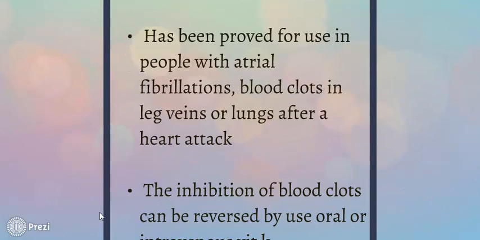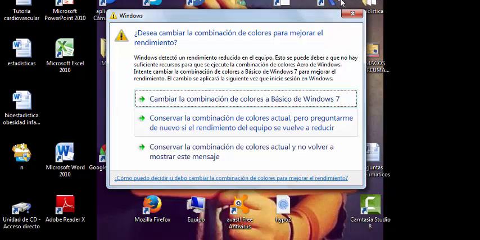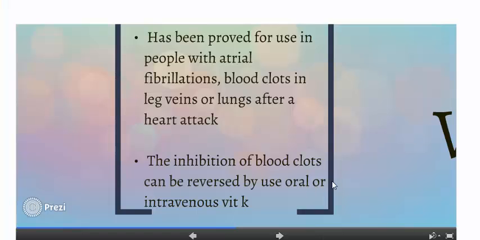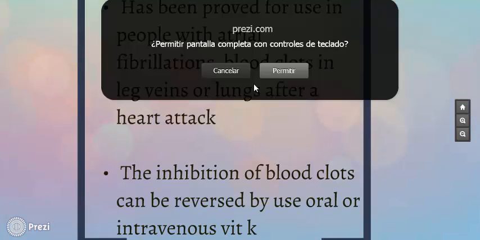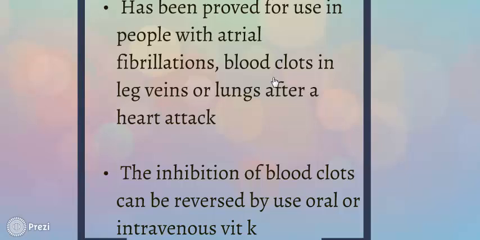Let's talk about the pros and cons of Dabigatran and Warfarin medication. First, Warfarin. Warfarin is an inhibitor of blood clots, and it can be reversed by the use of intravenous vitamin K. I think that it is the most important of the benefits that Warfarin has. And also, Warfarin has been proven for use in people with atrial fibrillation, with clots in veins and lungs, and after a heart attack.